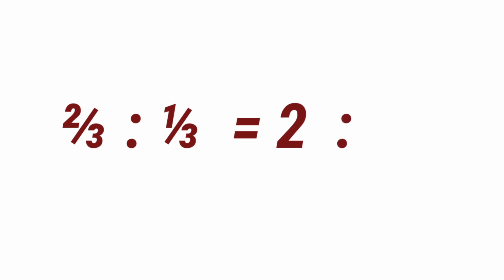Next one, let us go for one more question. 2 by 3 is to 1 by 3. So this is equal to 2 by 3 into the reciprocal of 1 by 3, that is 3 by 1.